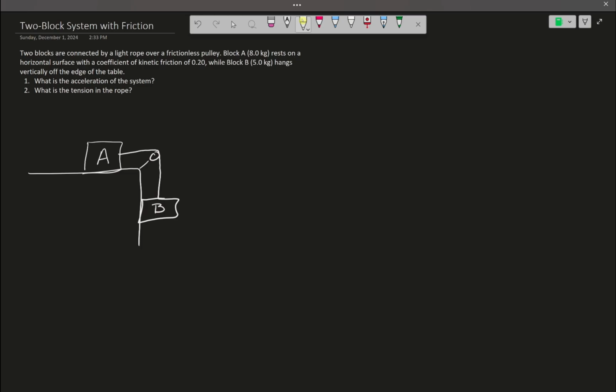The next thing that I want to do is list out the information in this problem. So the only information that we have is we know that the mass of block A is 8 kilograms. We know that the mass of block B is 5 kilograms. We have that our coefficient of kinetic friction is 0.2. And as always, we have g equal to 9.81 meters per second squared.